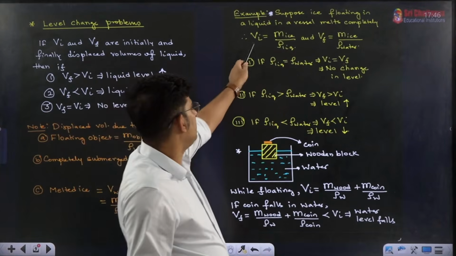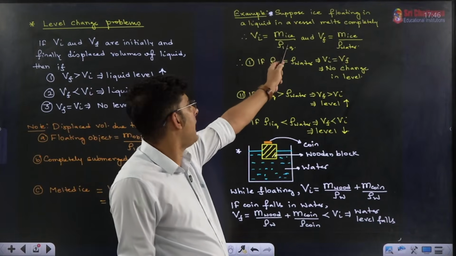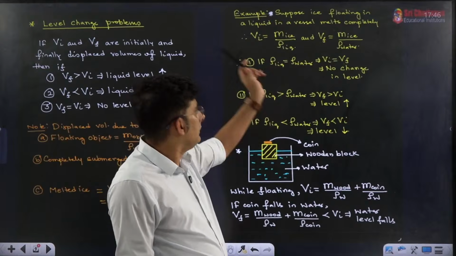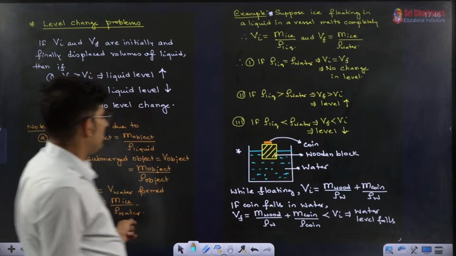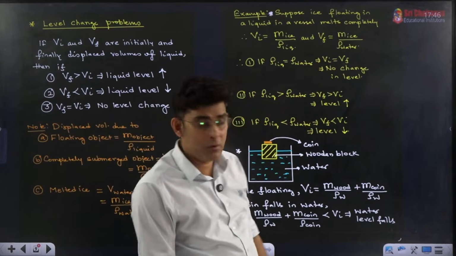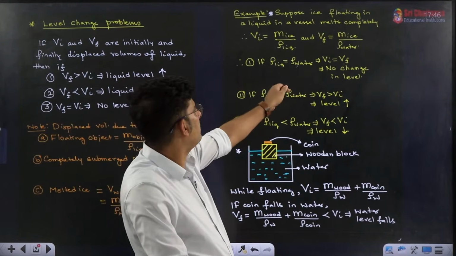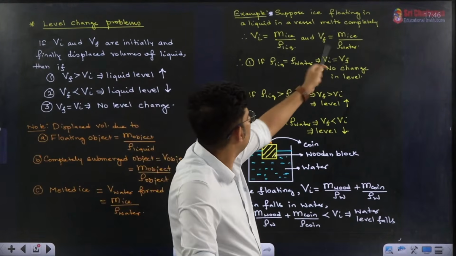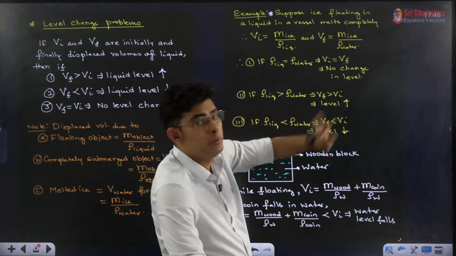Now if it melts completely, earlier it was floating, so I will write the initial displaced volume as mass of ice by density of liquid. Later, when it melts completely, I will write melted ice, mass of ice by density of water. This is the final displaced volume. Now comparison. If the liquid is water only, then Vi and Vf, can you see, denominator and numerator both will become the same. So Vi will become equal to Vf, so there will be no change in level.